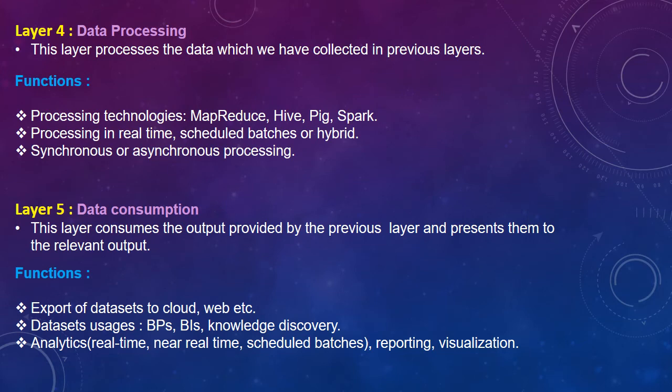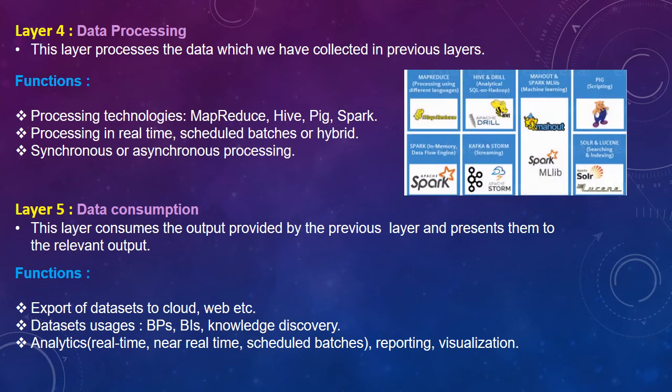Layer 4, data processing. This layer processes the data which we have collected in previous layers. Functions of layer 4, processing technologies. So for processing the huge amount of data, we have some technologies such as MapReduce, Hive, Pig, Spark, and many more. Processing in real time, scheduled batches, or hybrid. The data can be processed in real time, scheduled batches, or hybrid depending upon the data which we have.